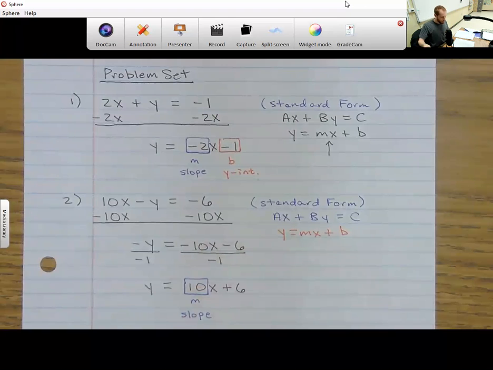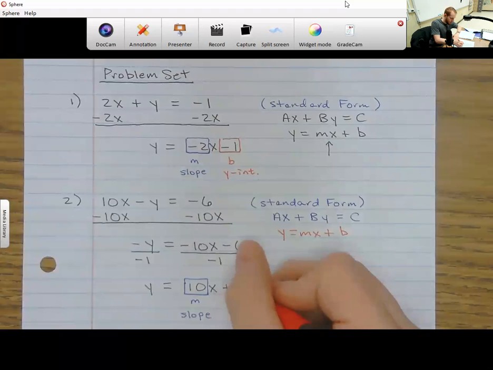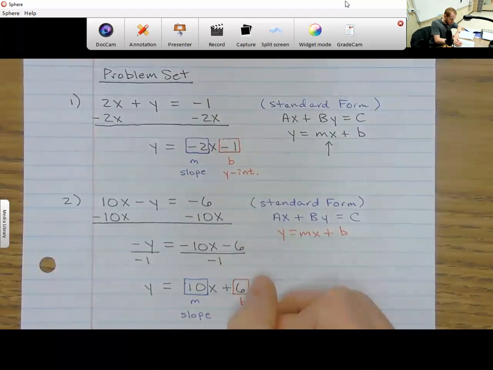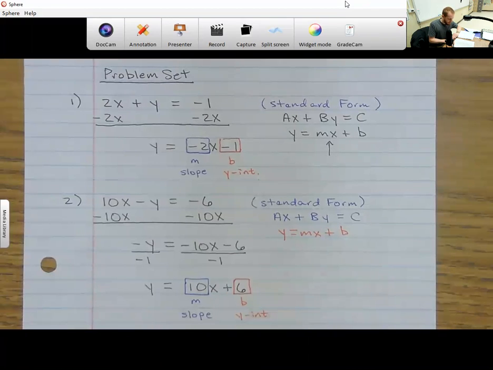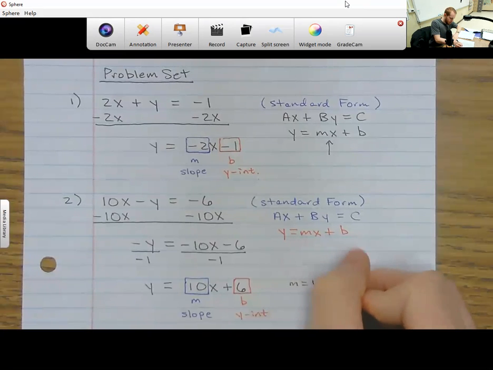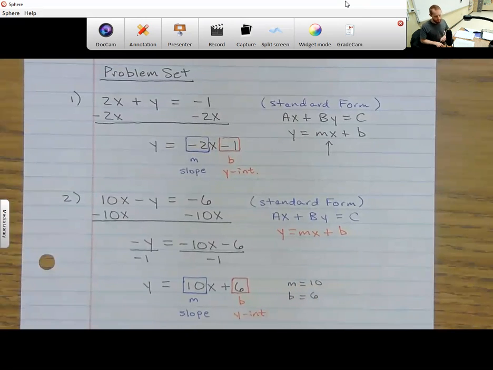And my y-intercept, or my lowercase b, is going to be the positive 6 that's off to the side. So I'm going to put that in my red box. And I'm going to label it b, or y-intercept. Don't know why it's called m or b, but we'll just go with it. So m equals 10 and b equals 6. So that's going from standard form to slope-intercept form.